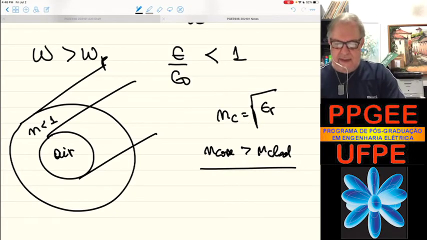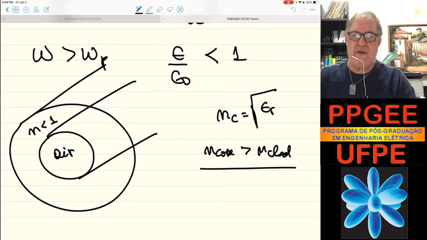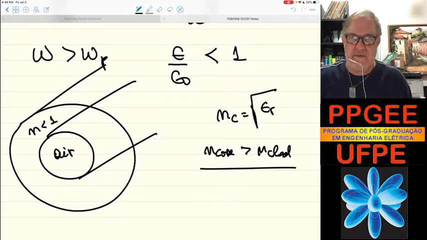The nice thing about the electron harmonic oscillator model is that it can also predict the behavior of conductive materials, right?